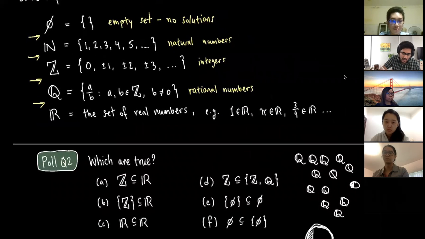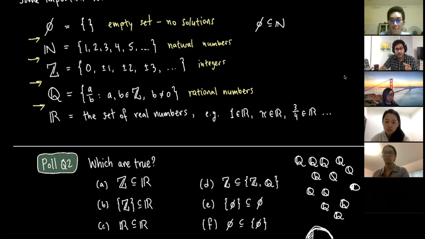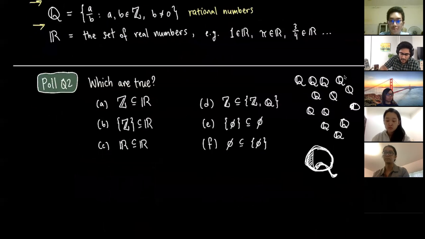Actually, all these inclusions, all these sets here, there's a natural ordering to them. The empty set is contained in the natural numbers because technically the natural numbers as a subset has nothing in it. I can go over that more later, but you should know that the empty set is a subset of any other set. Every natural number is an integer. Every integer is a rational number because the denominator is just 1. Every rational number is a real number. So this is kind of an ordering. You can see that Z is a subset of the real numbers because it's a subset of Q. Okay, so A is definitely correct.